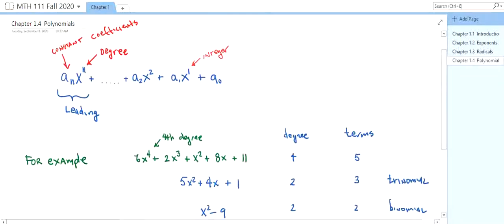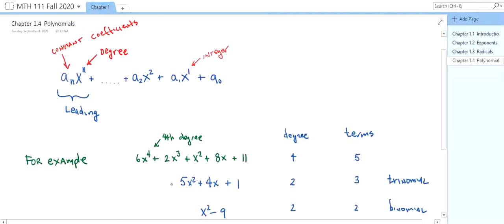The green equation here is a fourth degree polynomial with each term represented: 6x to the fourth plus 2x cubed plus x squared plus 8x plus 11. I wrote here it's fourth degree, and there are a total of 5 terms. Each of these groups is considered a term, and that's important to understand because it's going to dictate how we add and multiply our polynomials together.